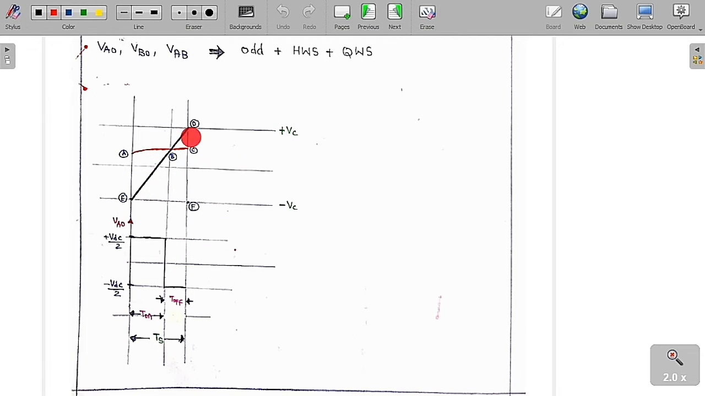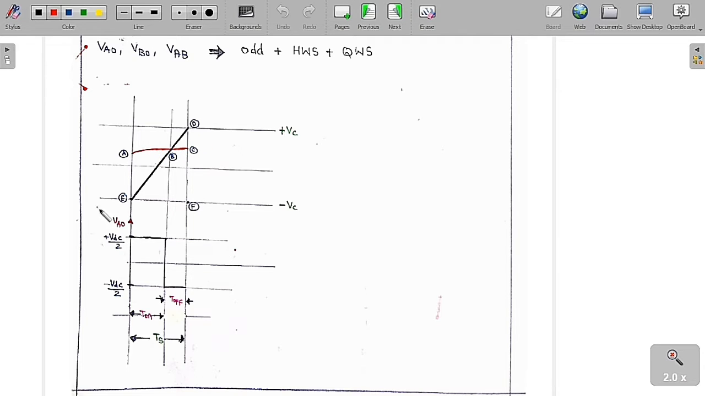So you can say clearly this is plus VC and this is minus VC. So this is the base 0. It is a straight line going from minus VC to plus VC, and this is the base value. This is called the reference base, the 0 axis, and this is the sinusoidal signal.